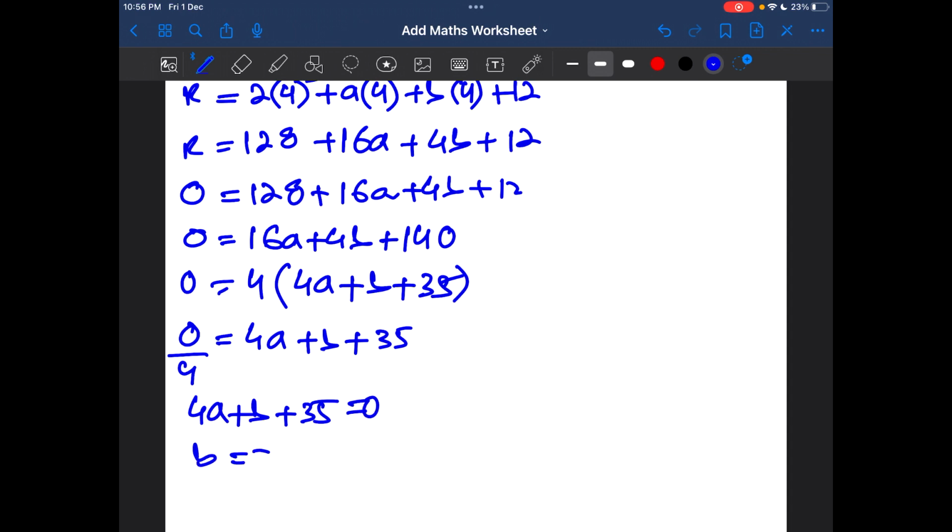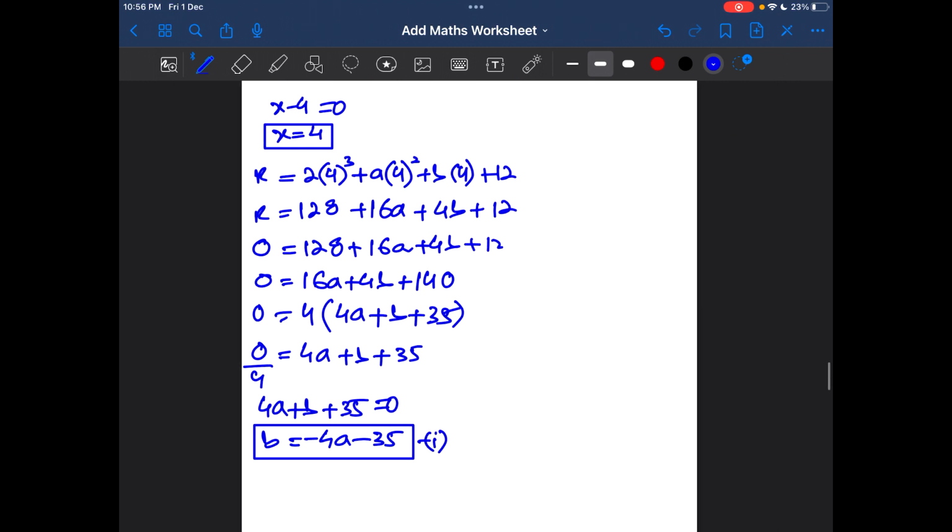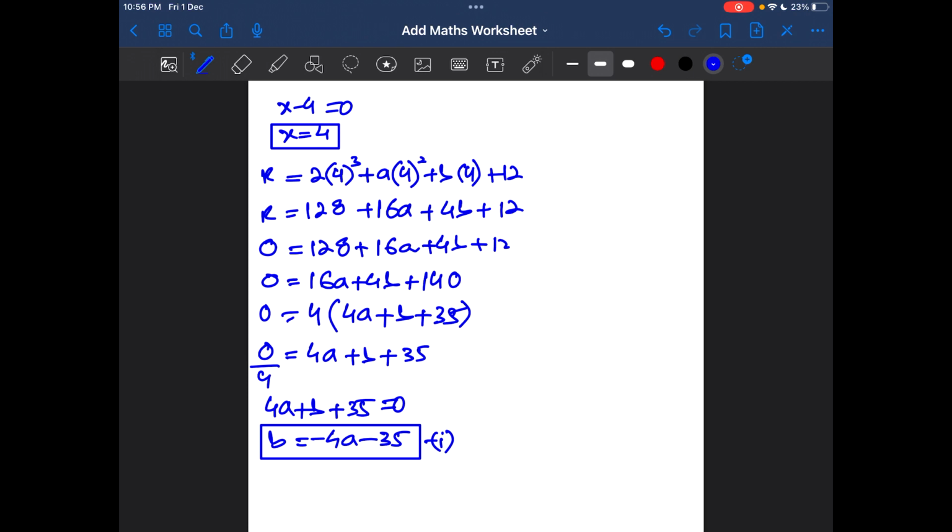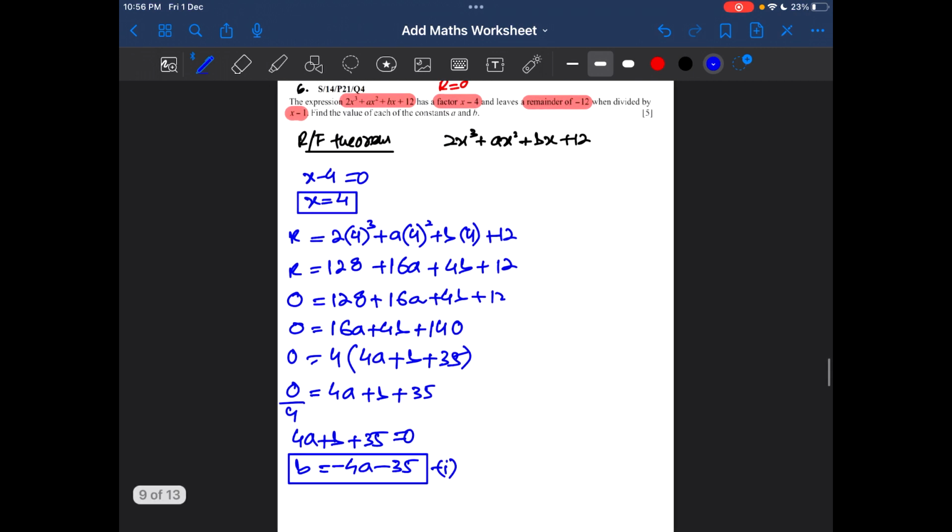Now to find out the value, I'm just making b the subject here. Since we need to find the two constant values, the two constants over here are a and b, so we need two equations. The first equation is this one. Now that we got the first equation, what about the second equation? The second equation is going to be found with the help of the other condition.